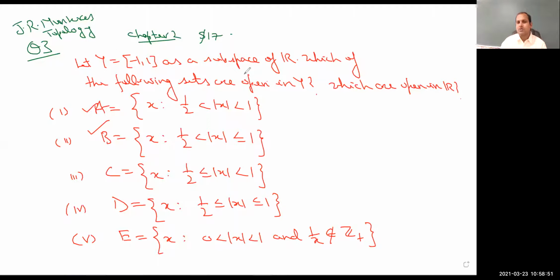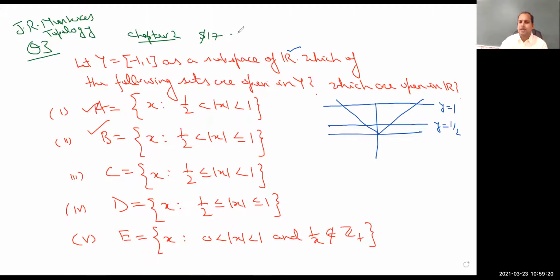On Y we have the subspace topology, induced from R. On R we have the standard topology. So we have seen the explanation of these two. Just try to have the figure of this mod x. This is the graph of mod x, and here we have drawn y equal to 1. This line is y equal to 1 and this line is y equal to half. So you can see that here we have this intersection portion.